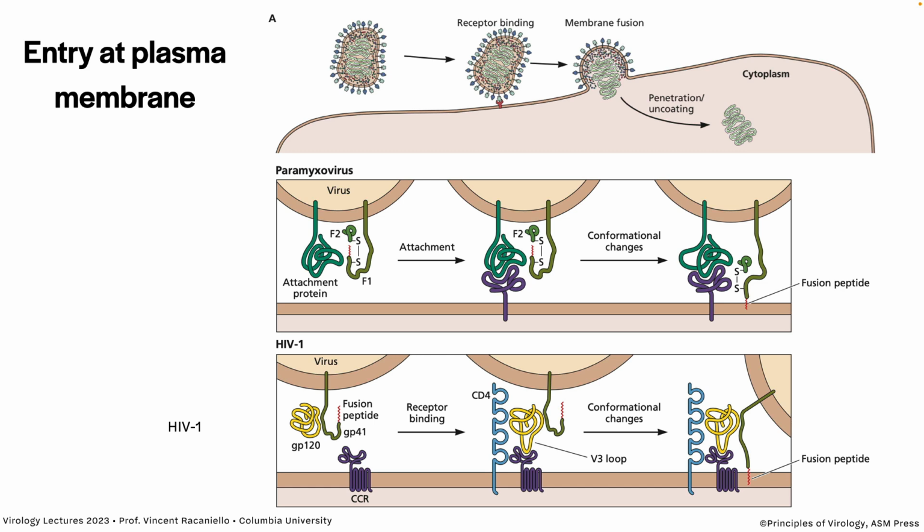CD4 attachment induces a conformational change in GP120 such that it can now bind the second receptor, which is a chemokine receptor, CCR. And then finally, that second interaction causes a conformational change in the fusion protein. It flips out the peptide into the membrane. All right, so two receptors are needed in order to flip out that fusion peptide. And once the fusion peptide's in the membrane, it can catalyze fusion.